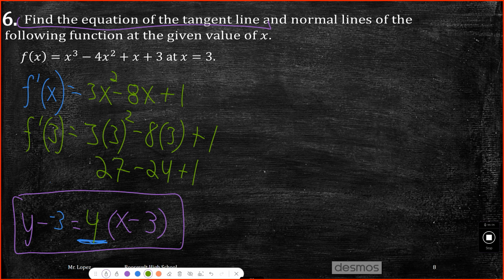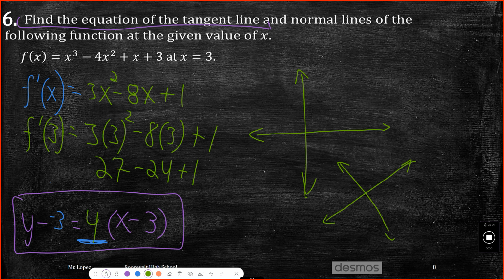What is a normal line? Does anybody remember what a normal line is? Look, whenever they say normal lines, they're perpendicular to each other. Okay? So if this slope goes like this, the normal line to this would be like this. So how do I find the slope of the normal line?